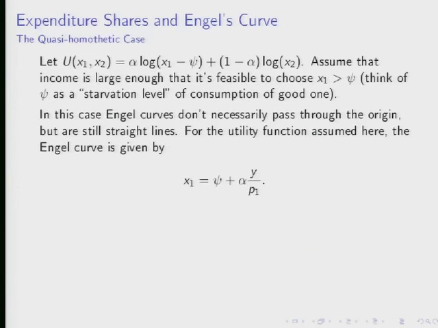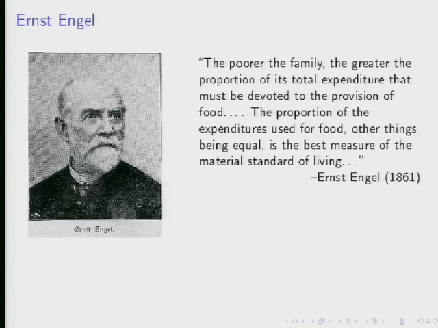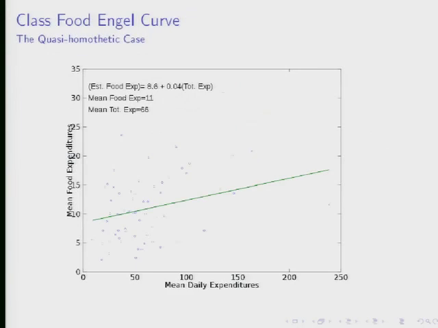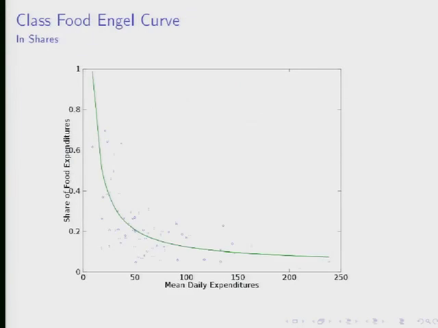Engel's law, which I'll fly back to, says the poorer the family, the greater the proportion of its total expenditure that must be devoted to the provision of food. So that's what we're looking at now. And so we'll say the poorer the student this time, in the sense of having lower mean daily expenditures, the larger the share that is devoted to food. And you can see there's variation in the class, of course, in how much is spent on food and so on.